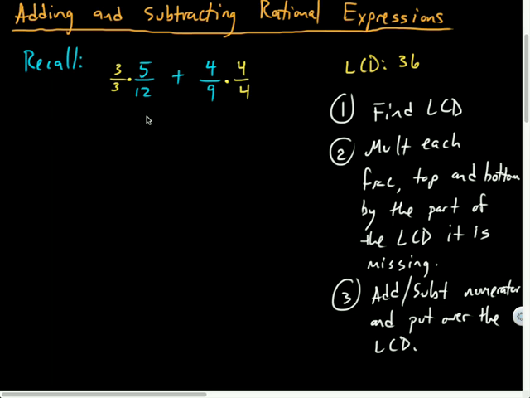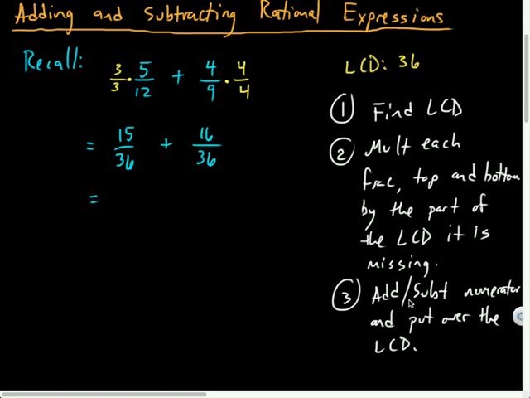So let's do this. 3 times 5 is 15. 3 times 12 is 36. Plus 4 times 4 is 16 over 9 times 4 is 36. All right, so this is mathematically unchanged. It's equivalent, hence my use of the equal sign describing its equivalency.